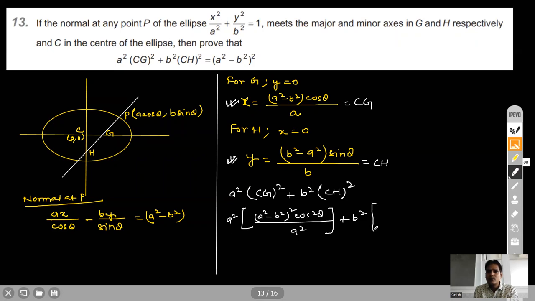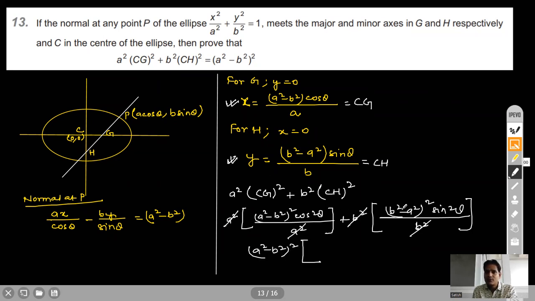And plus b square into cos square. That will be (b square minus a square) whole square sine square theta upon this thing b square. Is it okay? Now this a square will get cancelled out, this b square will get cancelled out, and we will be having (a square minus b square) whole square.